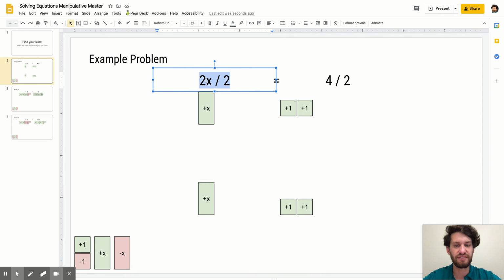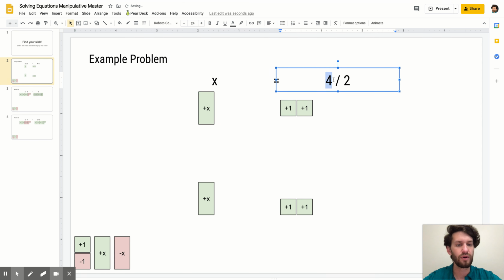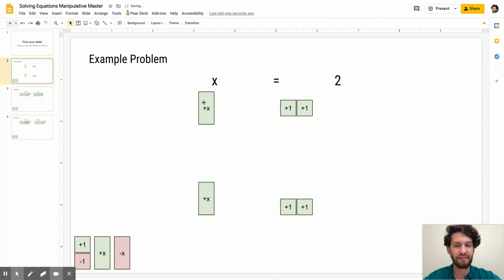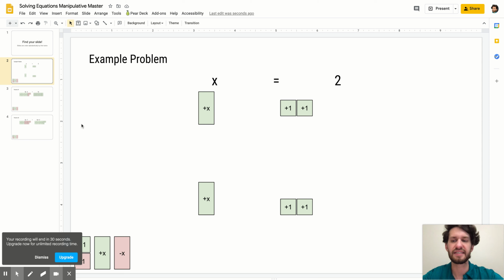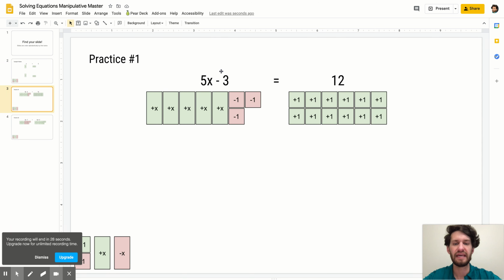Now, if I do this division here, 2x divided by 2, that just gives me x. 4 divided by 2, that gives me 2. So I can see right here for every x, I have 2 1s, or looking at it in my equation, x equals 2. Let's take a look at another problem like this. Here we have 5x minus 3 equals 12.